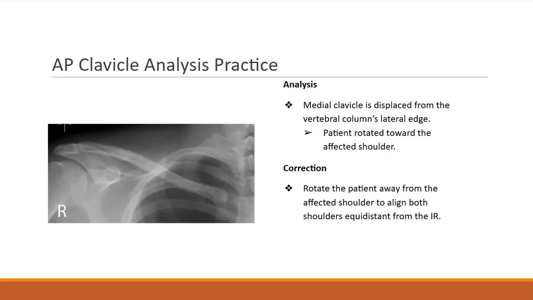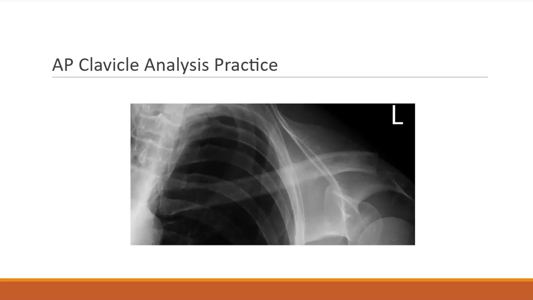In this case, if you examine the medial clavicular end of this right clavicle, it is displaced from the lateral edge of the vertebral column. The patient is rotated towards that affected shoulder. In order to correct this imaging, we need to rotate the patient away from the affected shoulder to align both shoulders equidistant to the IR. Review this next practice analysis and answer the following question.